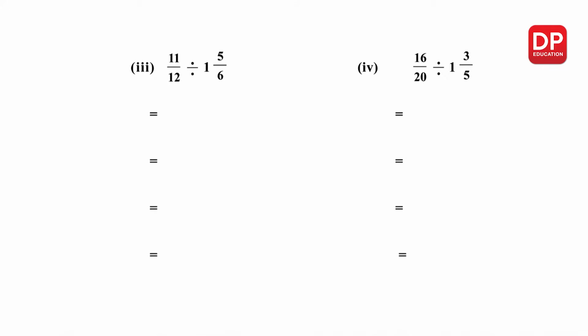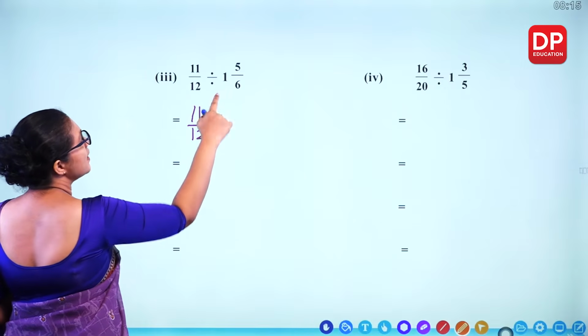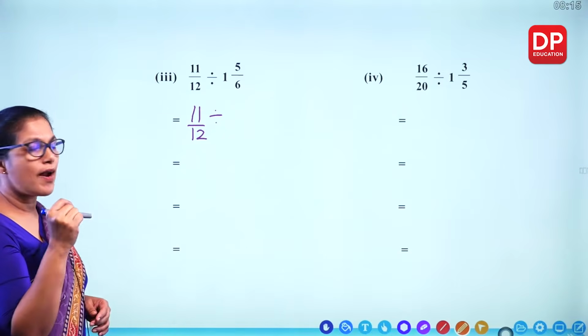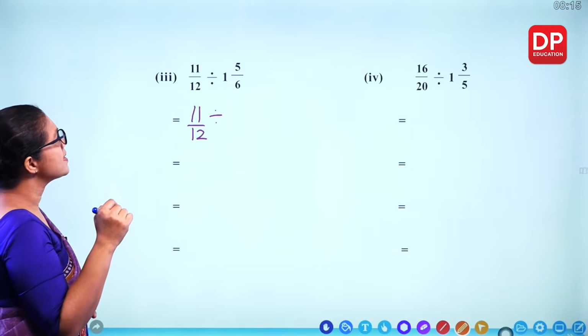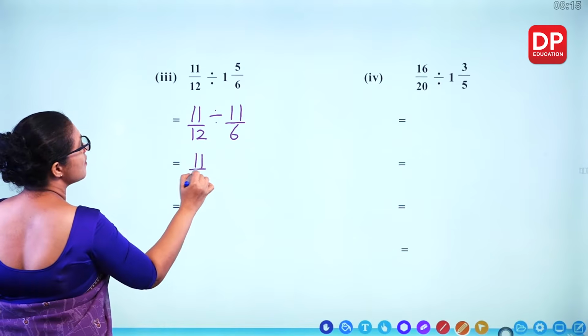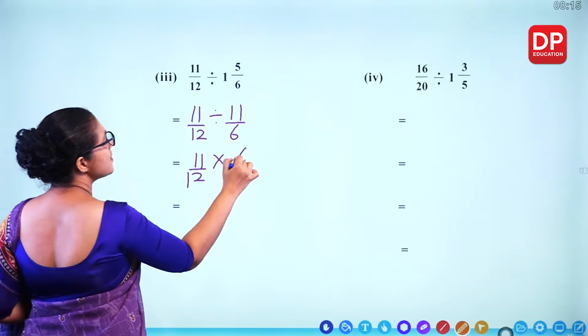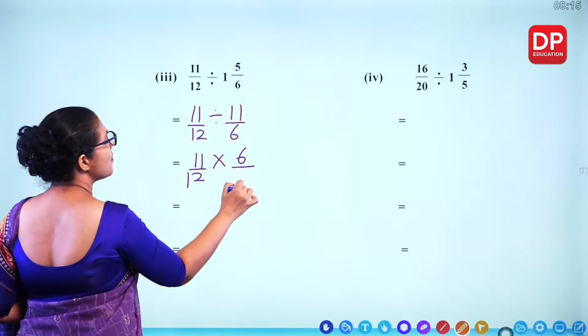Another 2 questions. 11 over 12. Divide by taking the improper fraction. 6 times 1, 6. 6 plus 5, 11. Now write down the first one as it is.